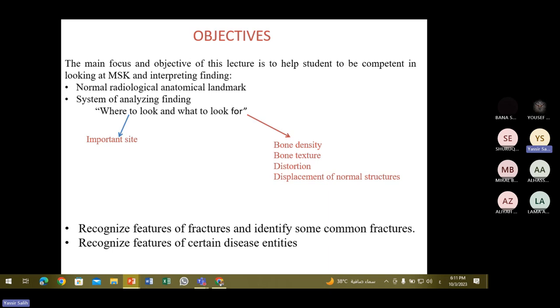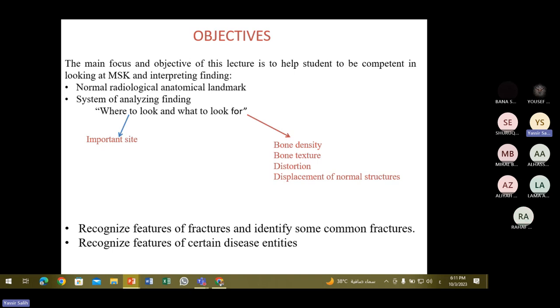And also, you have to know the normal appearance of the bone in the plain X-ray, the normal architecture, normal trabecular pattern, and whether there is alteration of this normal trabecular pattern, any distortion of the outlines of the cortex, any new bone formation, and any displacement of normal structure. All of this should be assessed. Before this, you have to know the clinical data.